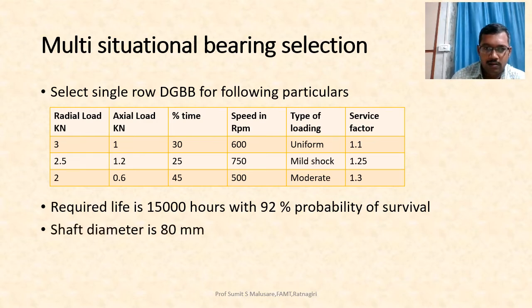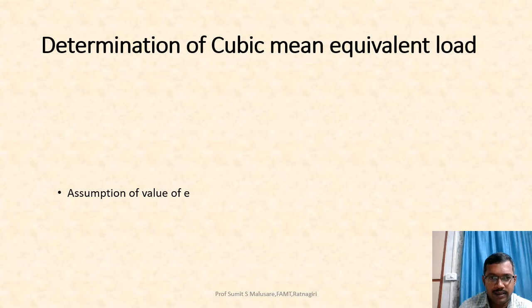Then the shaft diameter is 80 mm. Okay, and now we are going to select this bearing. Now, determination of the cubic mean load is the first step, considering stage 1.